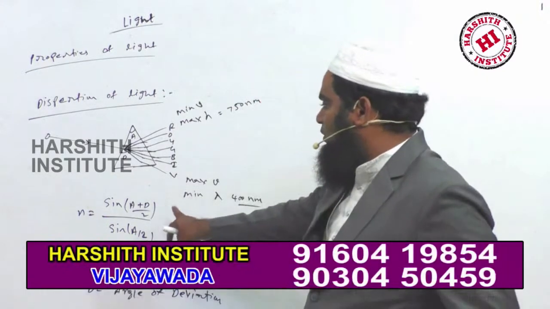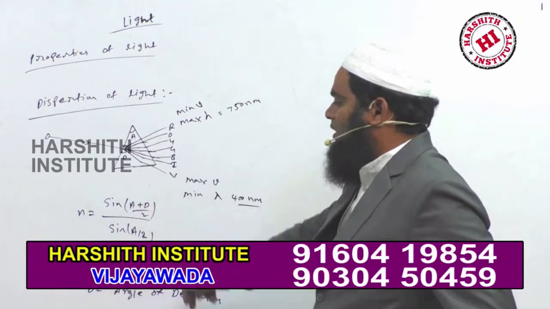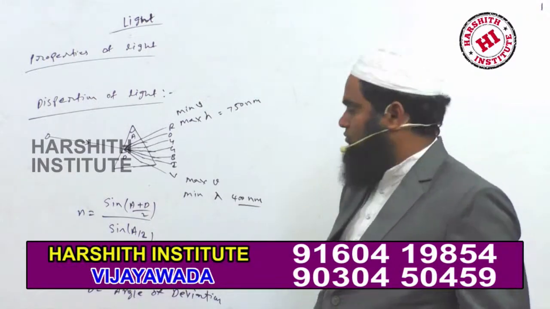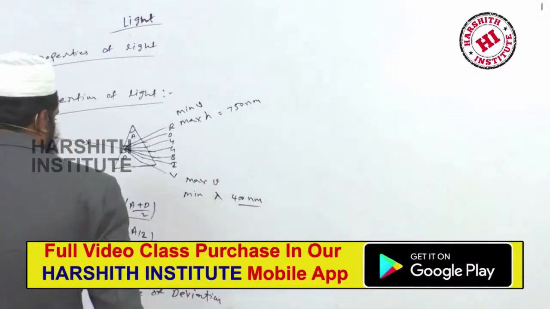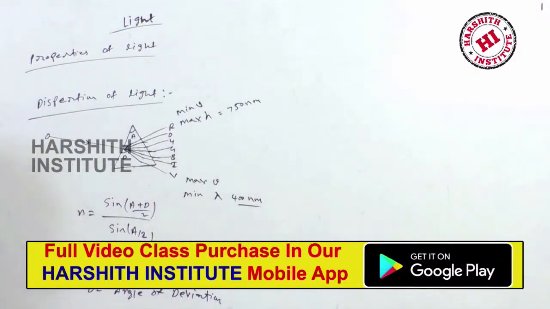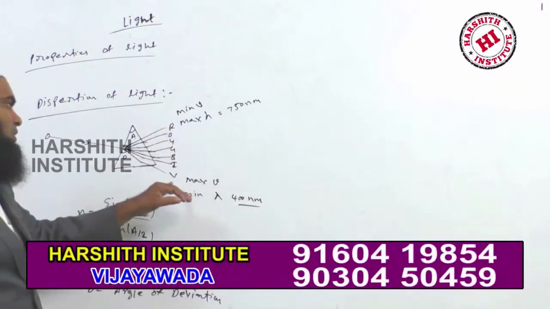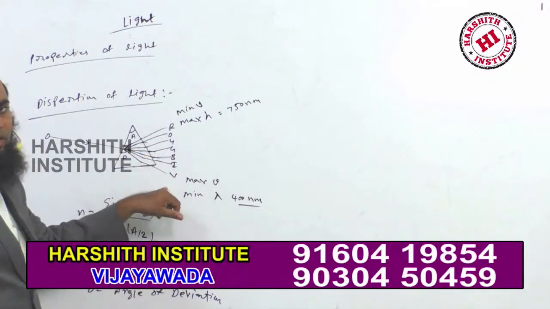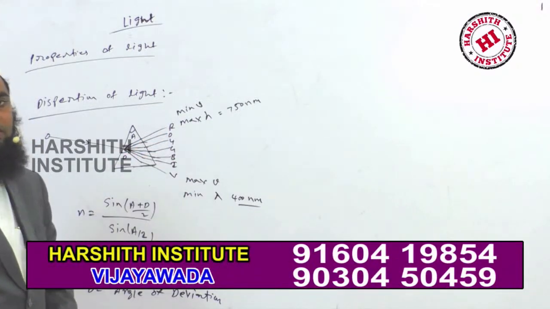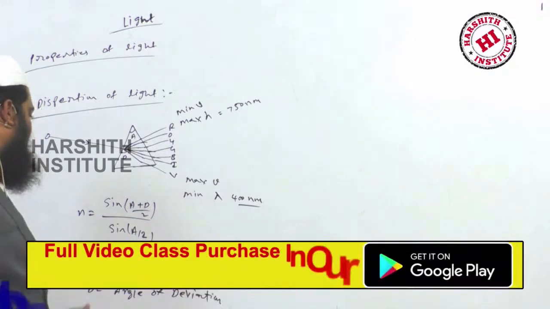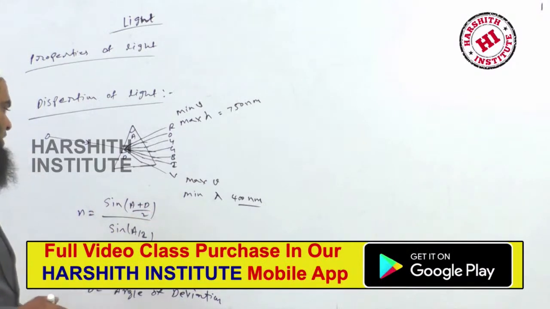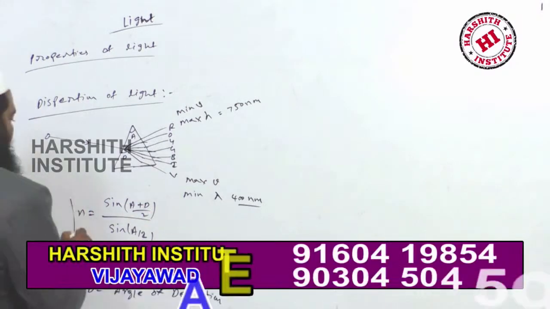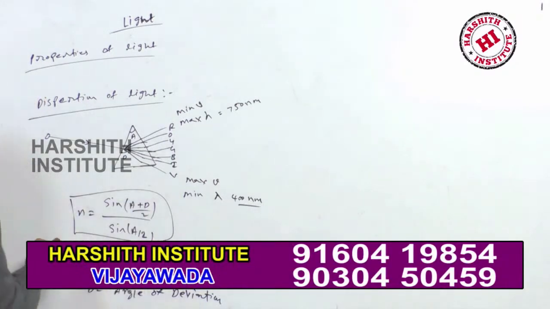Now the formula n equals sine of (A plus D) by 2 divided by sine of A by 2. Once again here A is the angle of prism, D is the angle of deviation. So in these 7 colors of VIBGYOR, the maximum deviation color will be violet, the minimum deviation color will be red also. The formula n equals sine of (A plus D) by 2 divided by sine of A by 2, you can easily understand. In your examination, they ask numericals based upon this.